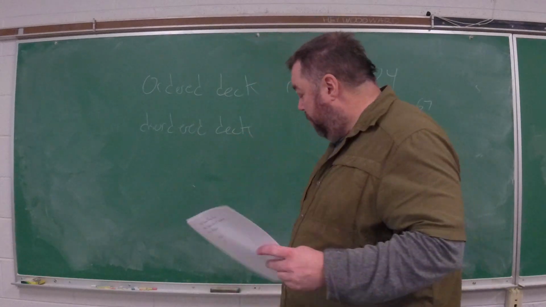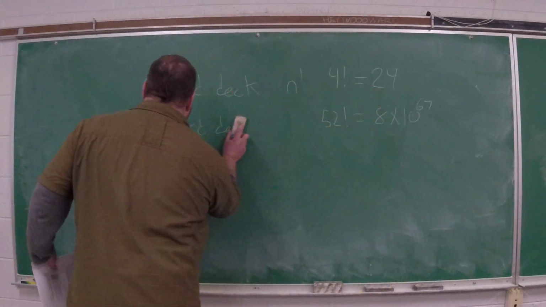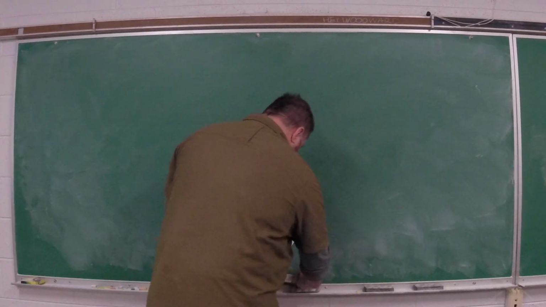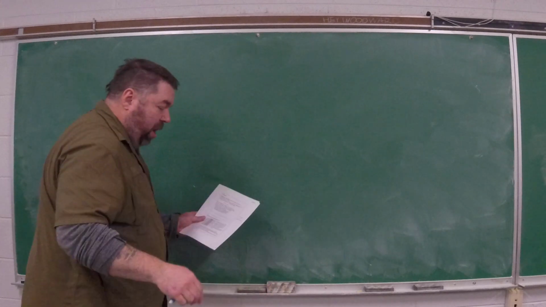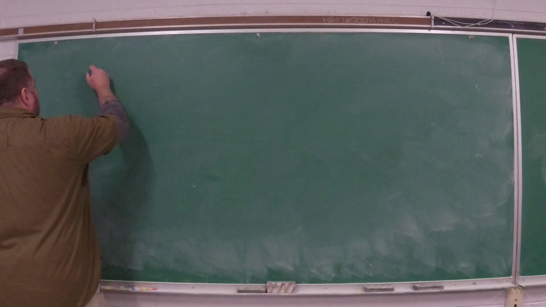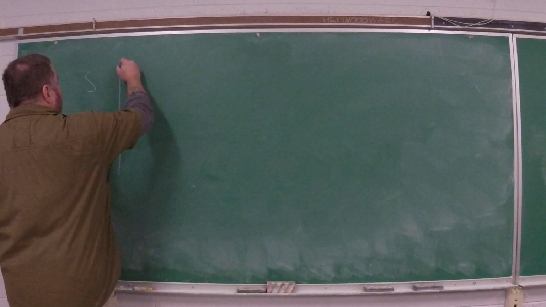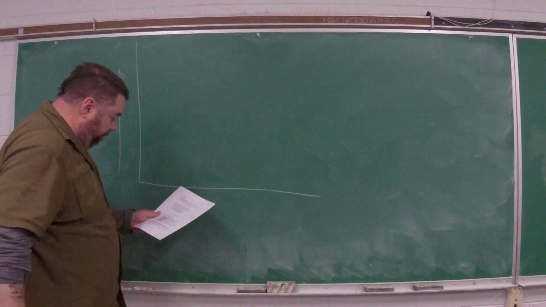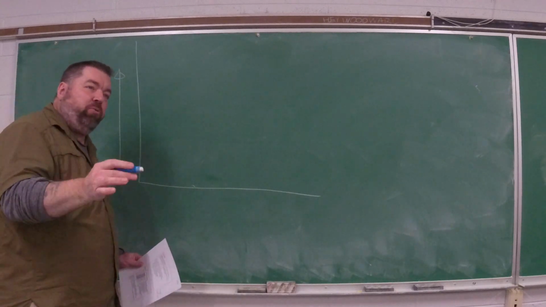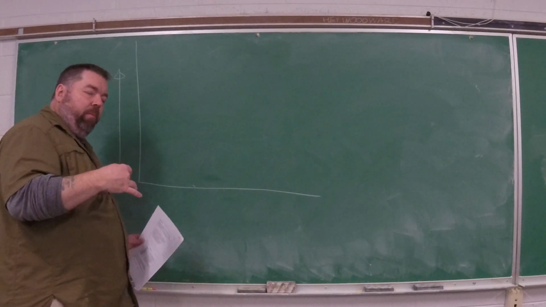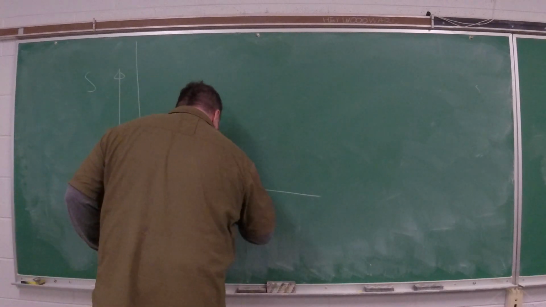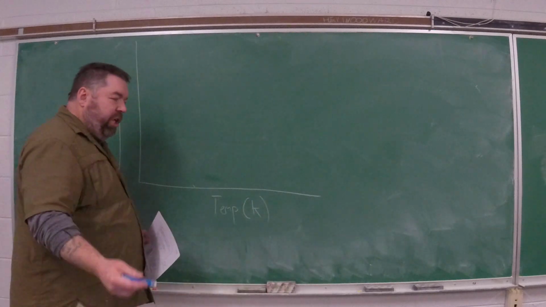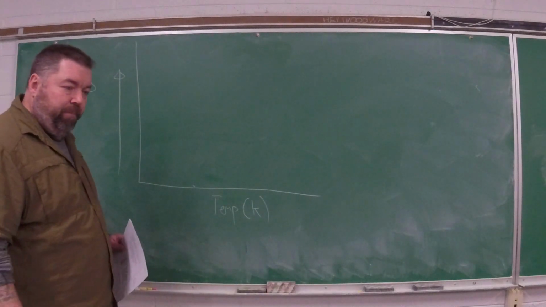So let me write this on the board again. Actually, let me draw this figure and we'll talk about this right here. I'm going to put entropy here on the y-axis. Down here, I'm going to have the temperature. The entropy is related to the temperature. Generally, the higher the temperature, the greater the entropy, right?